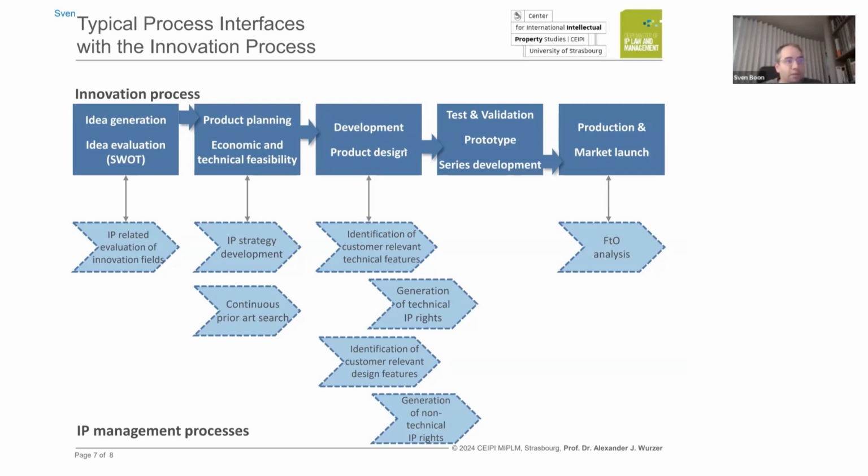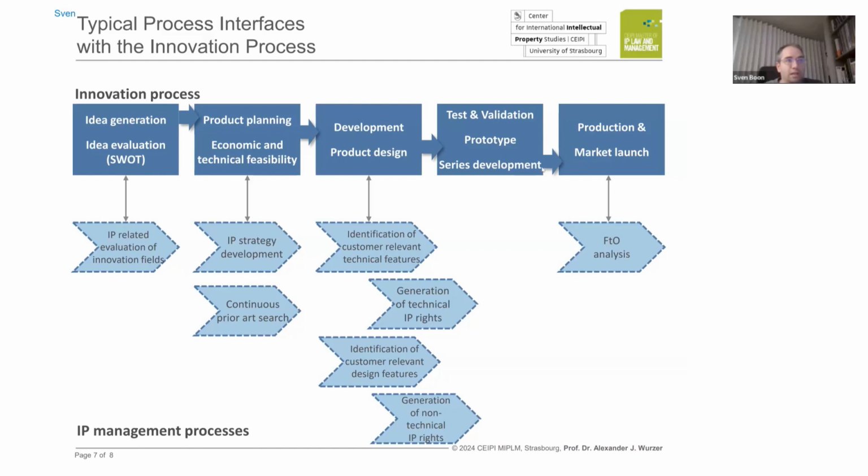And then in the development and product design stage, there will be communication with the IP processes to generate IP according to the USP and to realize the reputation function, for example, through trademarks. Maybe the IP will be generated as technical IP rights through means of blocking and reserve functions to prevent imitation and substitution, based on the technical features relevant to the customer. Also, the design features may be identified at this stage.